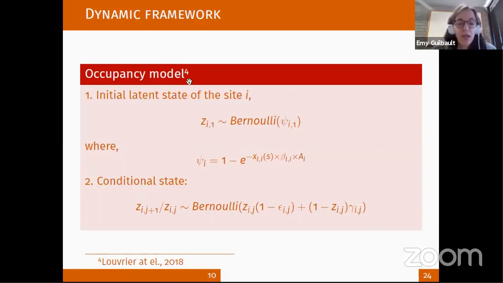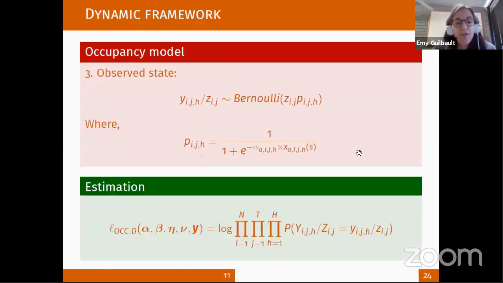We have an initial latent state that refers to the environmental response process. We have a conditional state where we model the extinction and colonization that is happening on our occupancy. And then we can look into an observed state. That's where we account for the probability of detection. And again, we can look at a log likelihood function for estimation across space, time, and number of visits.